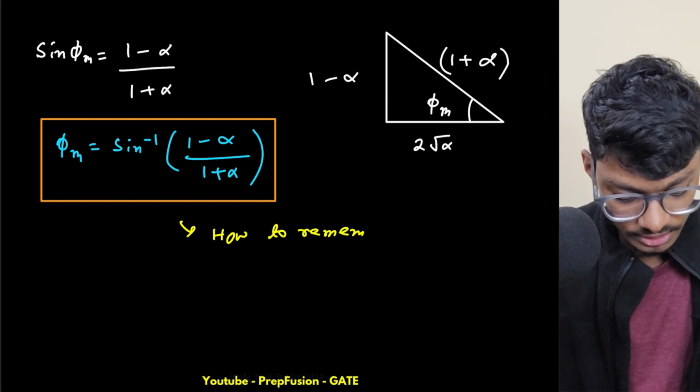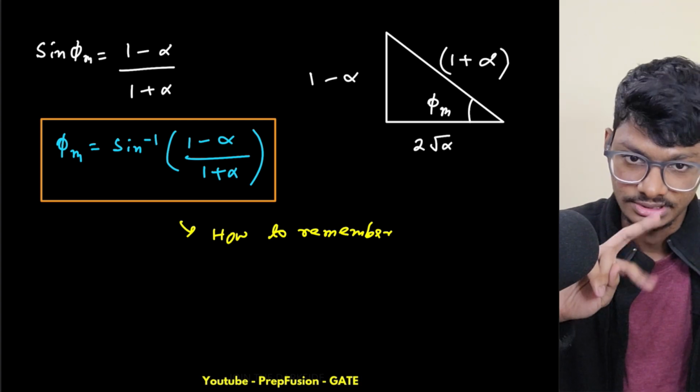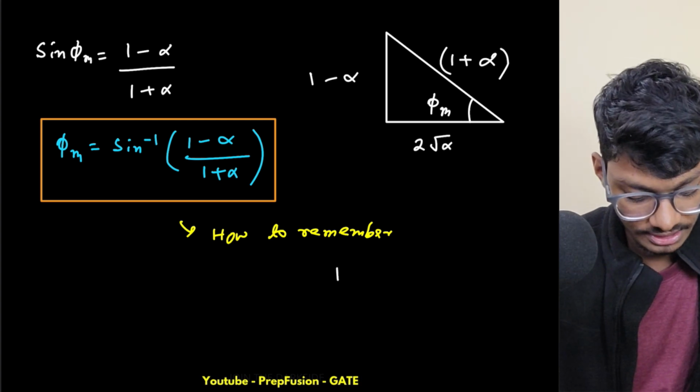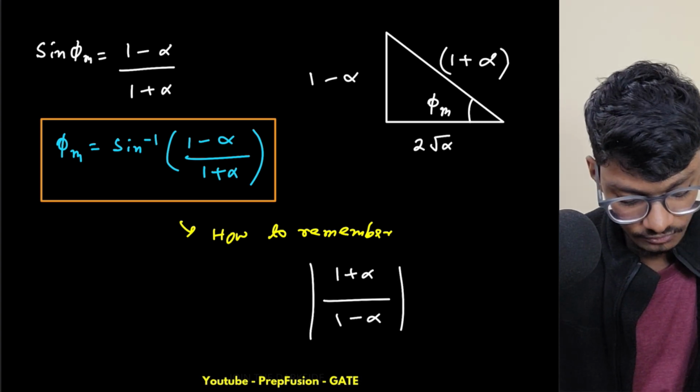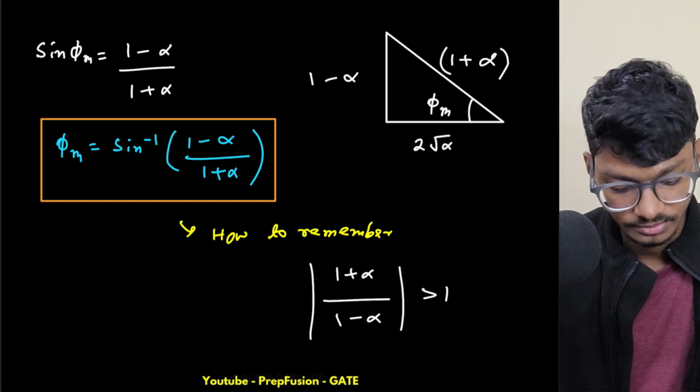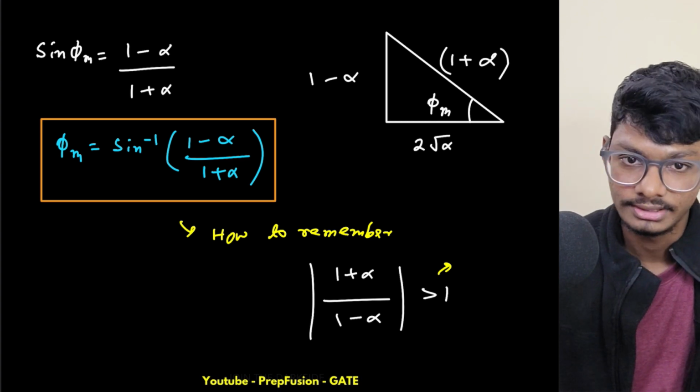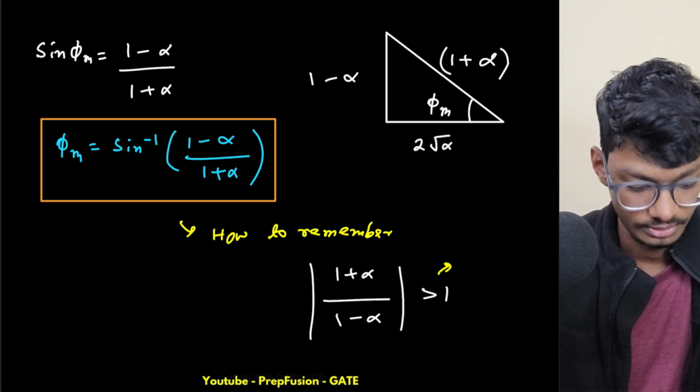So let's say students generally get confused between 1 plus alpha and 1 minus alpha. If I write this as (1 plus alpha) by (1 minus alpha), then the magnitude of this will be greater than 1, which is not possible. We can't take the sine inverse of something greater than 1. So not possible.